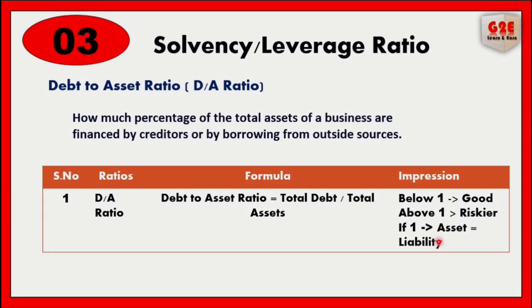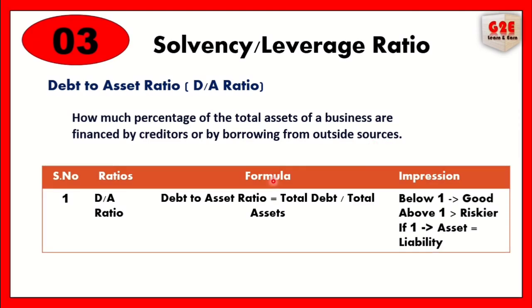And next, let's see the debt to asset ratio. What is the debt to asset ratio? How much percentage of the total assets of a business is financed by creditors or by borrowing from outside sources? In a simple real life example, you have a land document with a value of 50 lakh, but you require only 25 lakh. You approach a bank, and they say, with this I will provide you 40 lakh. But you say, I don't require 40 lakh, I require only 25 lakh. So you are pledging a 50 lakh document to a bank, you are getting 25 lakh.